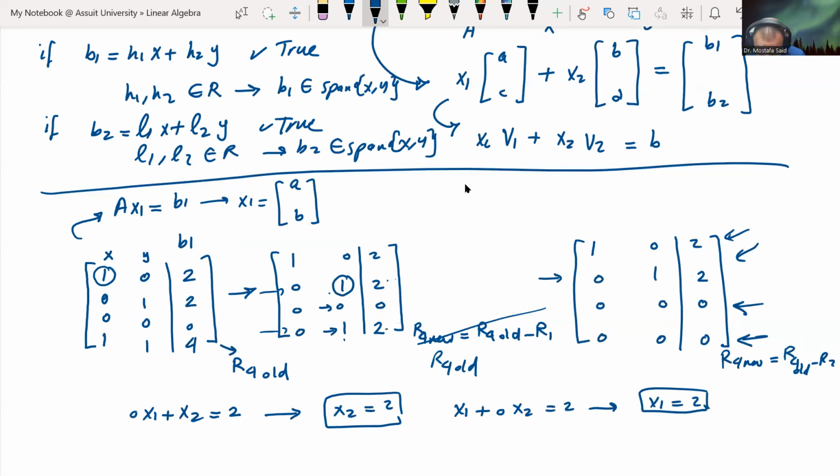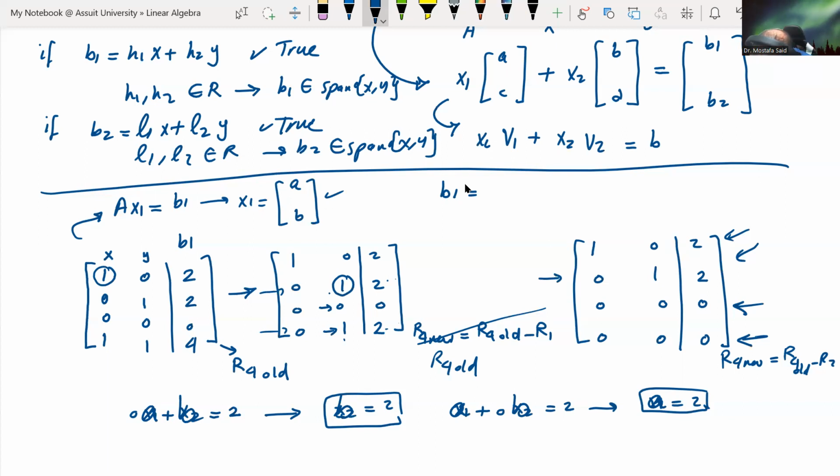So we could find x1 and x2. I should call them A and B here. I'm very sorry for this confusion. So this is A, this is B. A equals 2 and B equals 2 as well. So that's solvable.